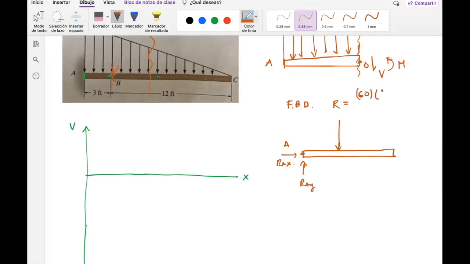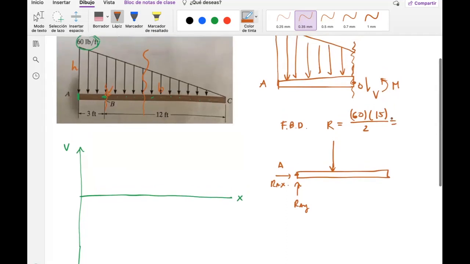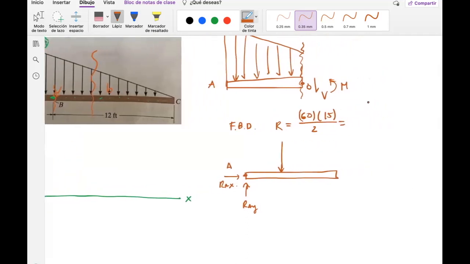So 60 times 15, because the whole length is 15. It's base times height, divided by 2. In this case, this resultant will give me a value of 450 pounds. So this one over here is 450 pounds, got it.